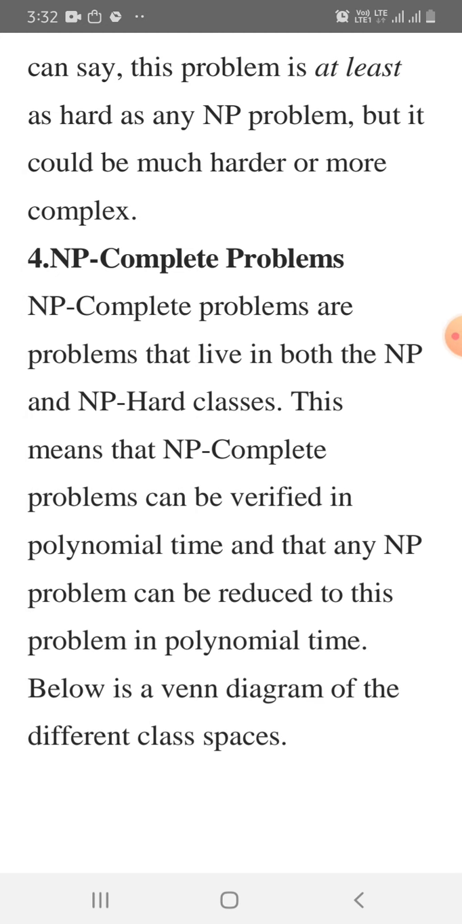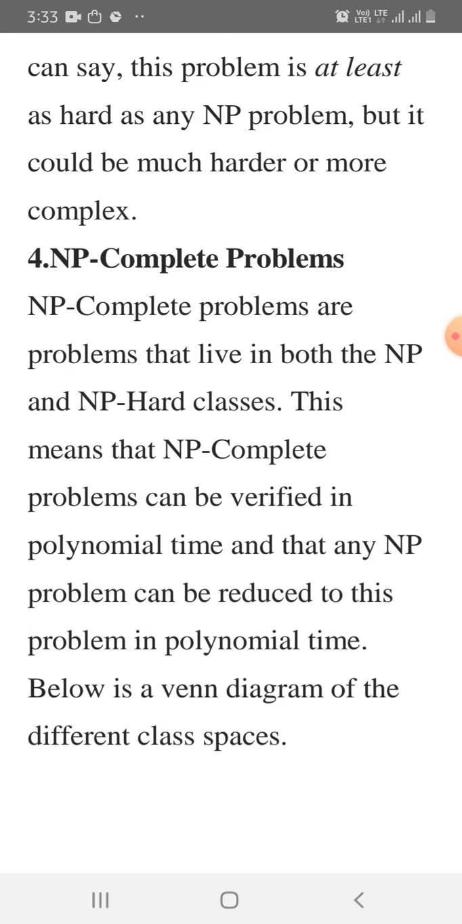Fourth is NP complete problem. NP complete problems are problems that live in both NP and NP hard classes. This means the NP complete problem can be verified in polynomial time, and that any NP problem can be reduced to this problem in polynomial time.